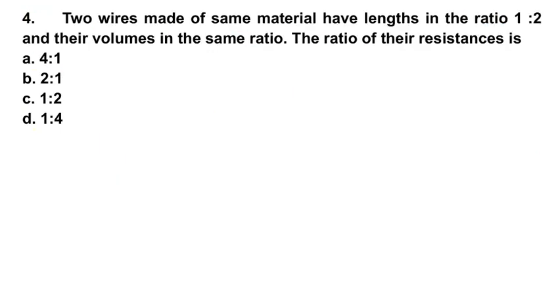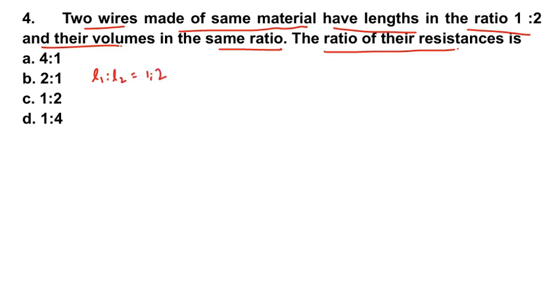Next question. Two wires made of the same material have lengths in the ratio 1:2 and the volumes in the same ratio. The ratio of their resistances? What is the given data here? Lengths L1 is to L2 is 1:2 given, and the volumes ratio is also given the same here, V1 is to V2 equal to 1:1. And he is asking the ratio of the resistances, that is R1 is to R2 equal to how much.